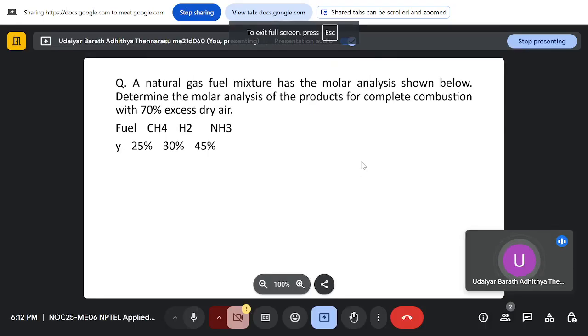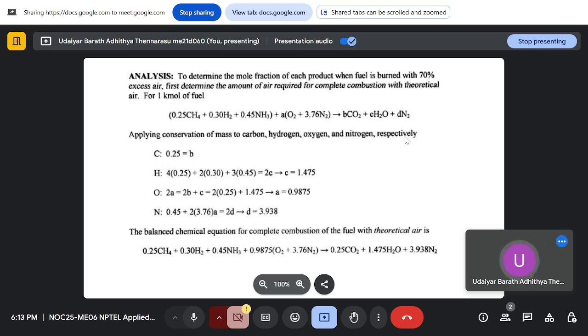Similar to that, here we have ethane 25%. This is also on a molar basis. So methane, hydrogen, and ammonia. That's what we have. Methane 25%, hydrogen 30%, and ammonia 45%, and we are using 70% excess dry air. So just like the previous one, we are writing methane 0.25, 0.3 times hydrogen, and 0.45 times ammonia.